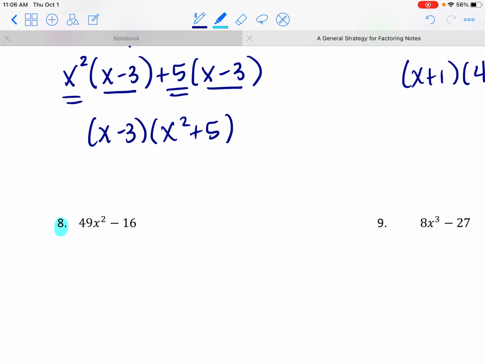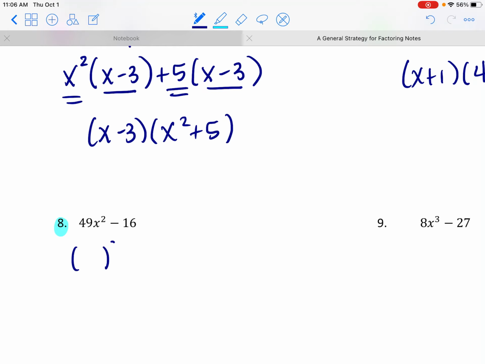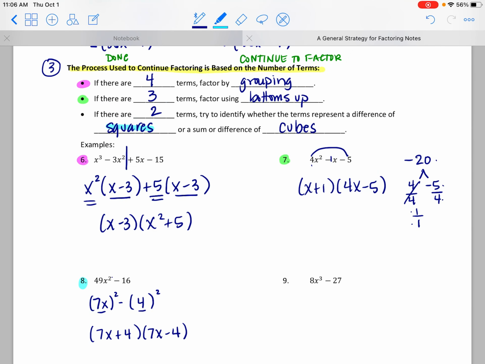So on number 8, what are we squaring to get 49x squared, and what are we squaring to get 16? Well, the square root of 49 is 7, and if I divide this exponent by 2, I get x, and the square root of 16 is 4. So these are going to be the bases of my squares that go into my conjugate binomials. So this is going to factor into a 7x plus 4 and a 7x minus 4.